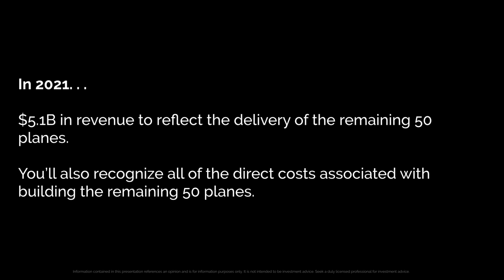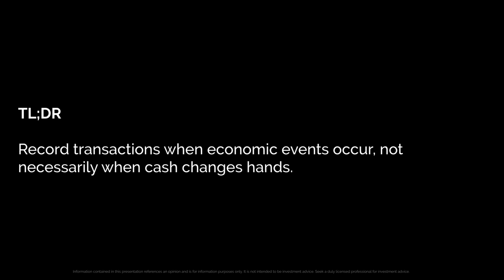So this is what's different between accrual accounting and cash accounting. Accrual accounting is recognizing when economic events occur, while cash accounting is just recognizing when the cash changes hands. At the end of the day, accrual accounting is a little more useful because it can help us determine the actual economic activity of a business. So to summarize, the TLDR here, we want to record transactions when economic events occur, not necessarily when cash changes hands. And that's pretty much all it is to accrual accounting.